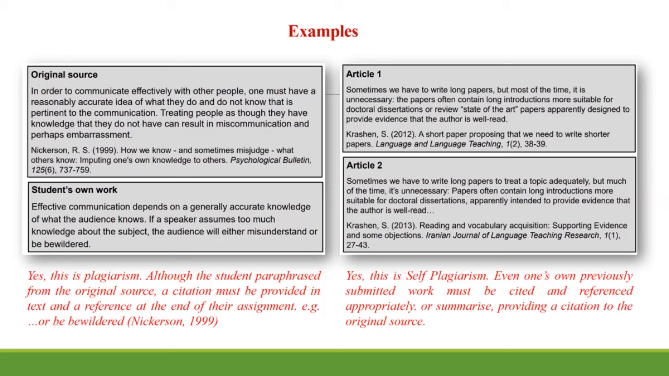If you see the other one on the right side of the slide, there are two articles. They give the same information about the long papers, and both articles are written by the same writer. You can see one is published in 2012 and the other in 2013, and one is published in a different journal from the other. Still, in the second article, the writer did not cite the source of this content. So, this is considered plagiarism. This is a kind of self plagiarism, reusing your own previously submitted work without proper citation.